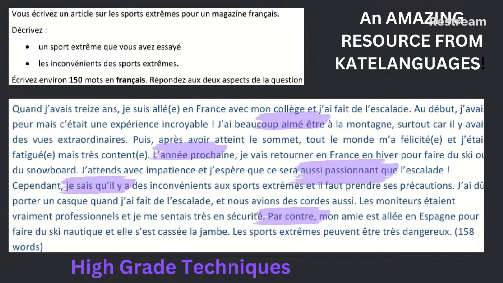Cependant, je sais qu'il y a de inconvénients. So that's another good phrase. I know that there are negatives with extreme sports. Par contre, which is showing another opinion. So on the other hand, it's useful to show different opinions. That's what the examiners want to see. Not necessarily loads of opinions, but contrasting ones.